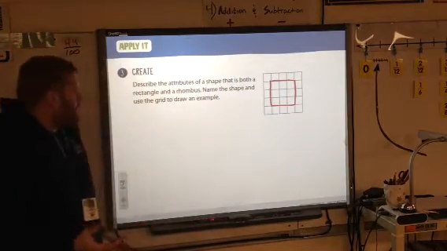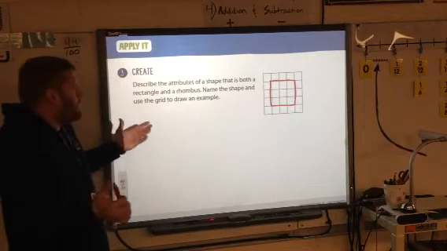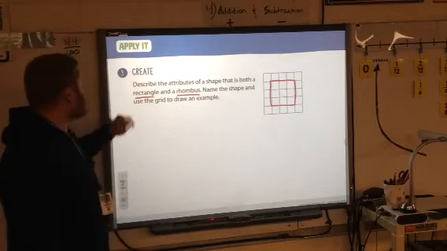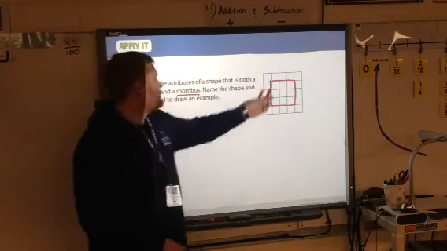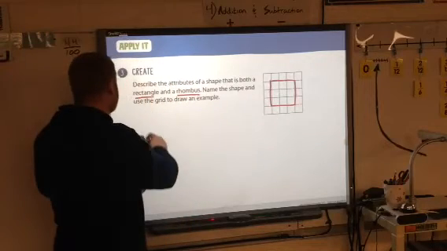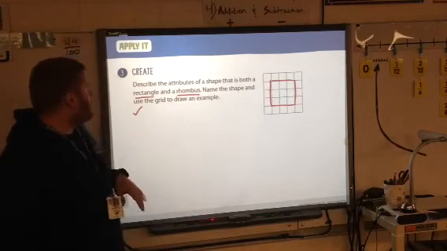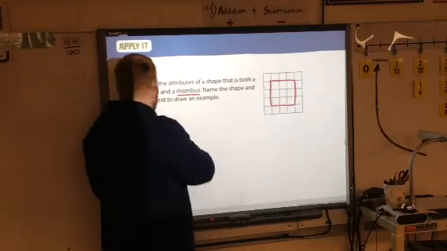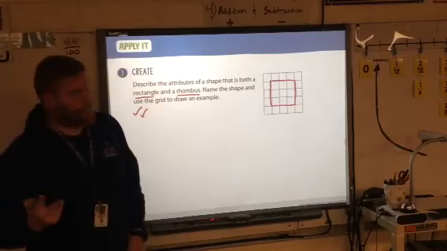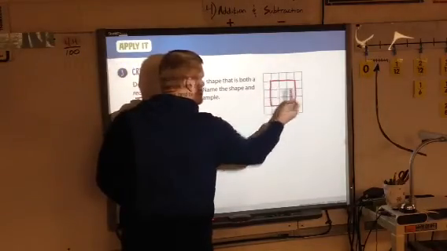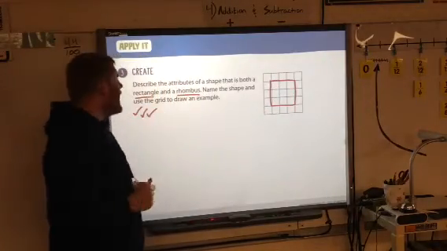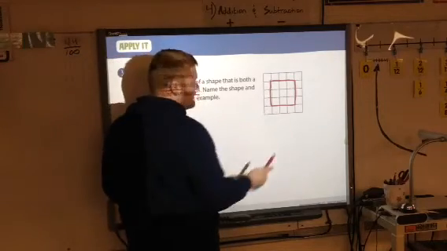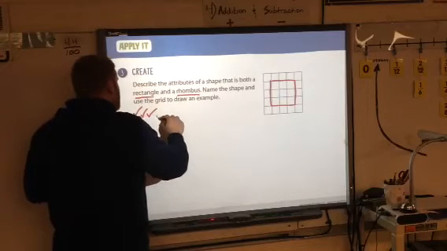Well, let's see. How about a square? Now let's check if a square matches up with all the attributes of a rectangle and a rhombus. Let's start with the rectangle. Has 4 sides. Bingo. Check. Does it have 4 right angles? Check. Does it have 2 sets of parallel sides? Check. And does it have at least 2 sides of equal length? Well, in a square, all 4 sides are equal length. So I can say, once again, check.